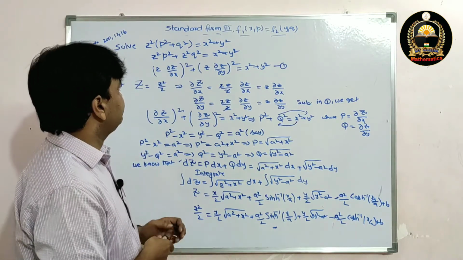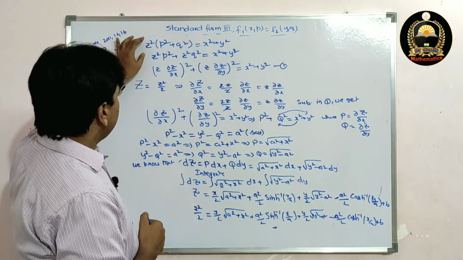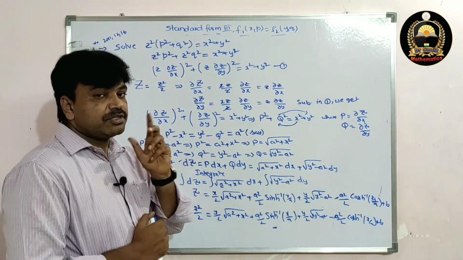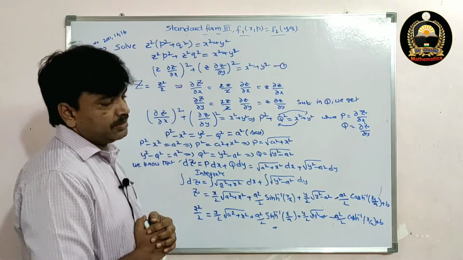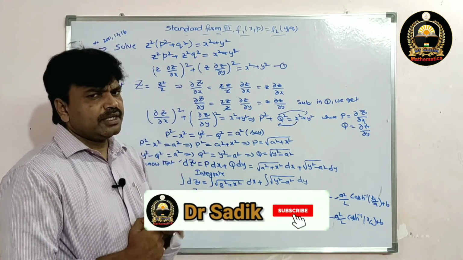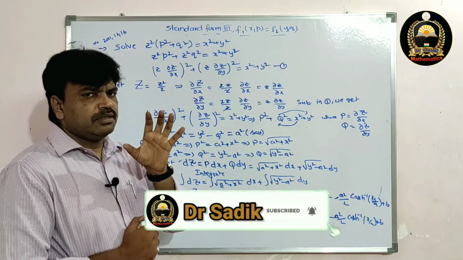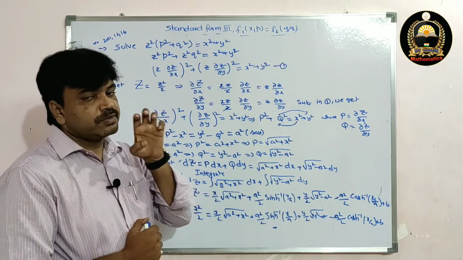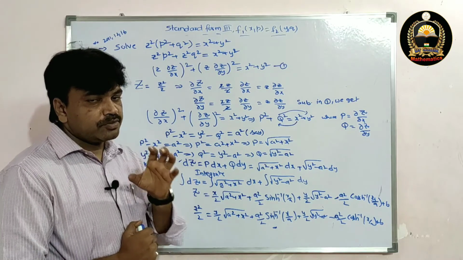Once again, students, observe the terms here, p, q, x and y. What is the extra term here, students? z square. So that I can reduce this problem into standard form 3 by a suitable substitution, students, by a suitable substitution.